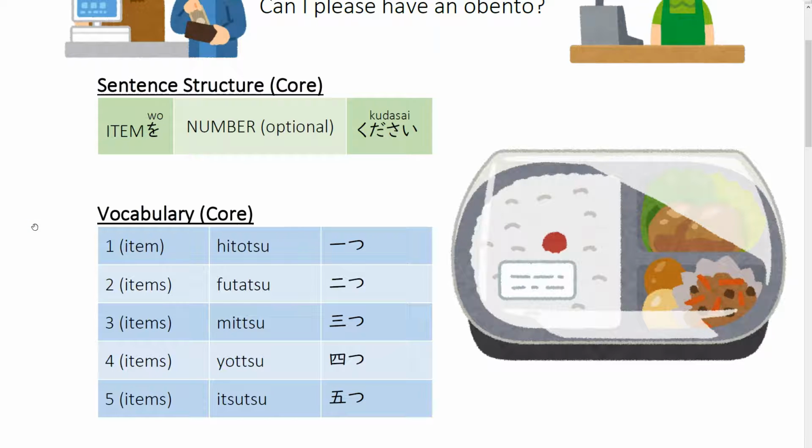Just to focus on being able to count to 5 with this numbering system, year 10. 1 to 10 is a bit overwhelming, and chances are you aren't going to order more than 5 things. So one item is hitotsu. So for example, it might be obento o hitotsu kudasai. 2 things is futatsu. 3 things is mitsu. 4 things is yotsu. 5 things is itsutsu.